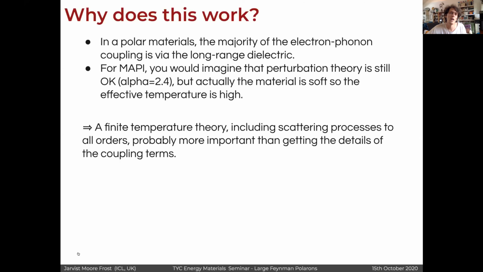of what's going on. And additionally for this material, you would imagine that perturbation theory is probably still okay because the alpha is only 2.4, but because the material is so soft, the effective temperature in terms of the phonon energies versus the temperature is very high. And so all of these complicated effects of not just generating phonon excitations from your electron, but the phonon excitations being absorbed again by the electron in higher order diagrams, probably contribute quite a lot to the mobility. And so having a genuinely finite temperature mobility and including the scattering processes to all orders is probably more important than getting the details of the matrix elements correct here.